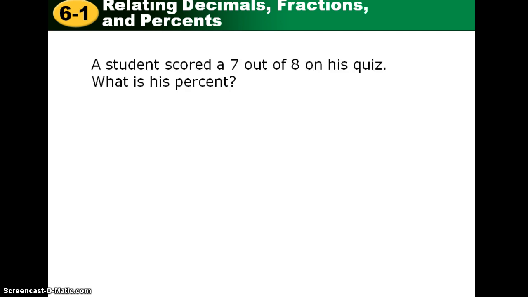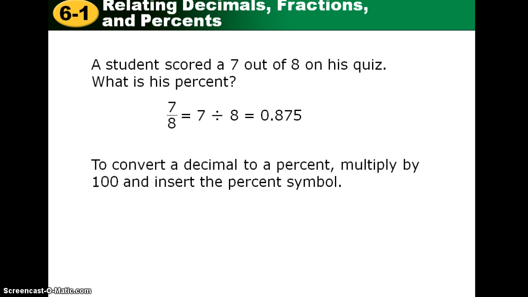A student scored a 7 out of 8 on his quiz. What is his percent? We always take the part over the whole, so 7 over 8. So we would divide 7 by 8 and get 0.875. That's the decimal. To convert that to a percent, multiply by 100, or move the decimal twice, and follow that with the percent symbol. So that 7/8 fraction, which is 0.875 or 875 thousandths, is 87.5%.